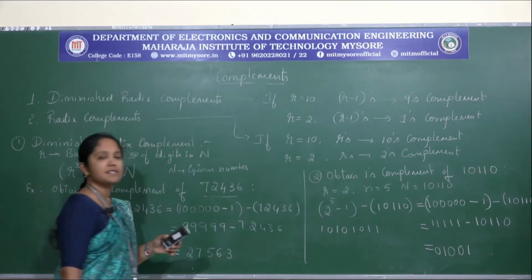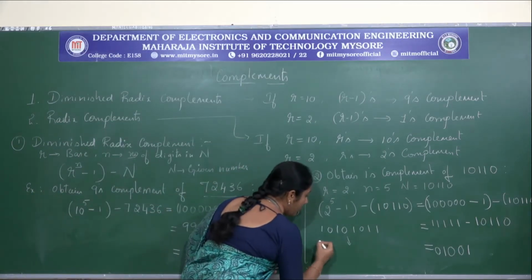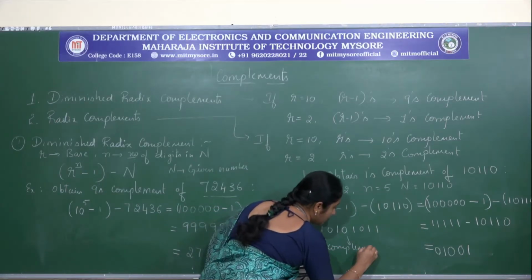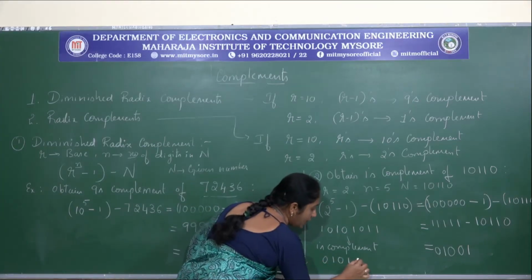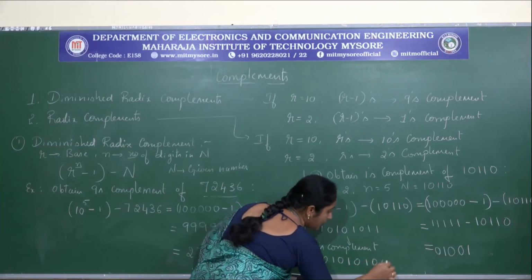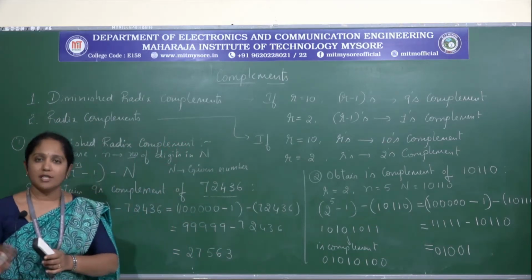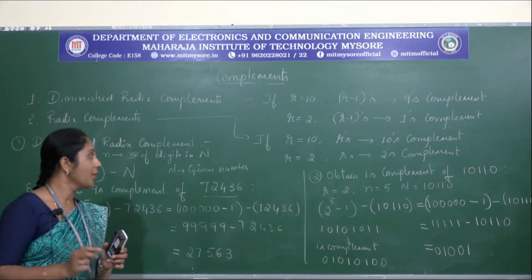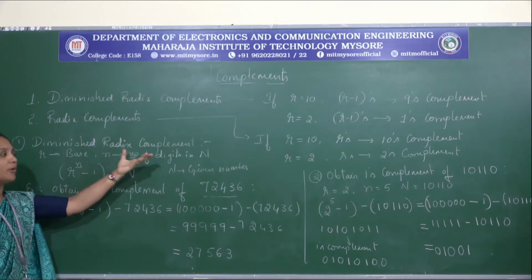So let me consider this string. If I ask you to obtain the ones complement, the ones complement of this is 0, 1, 0, 1, 0, 1, 0, 0. Yes, simply you need to put zeros for ones, ones for zeros. That is the procedure. Okay. Yes. So this is about diminished radix complement.